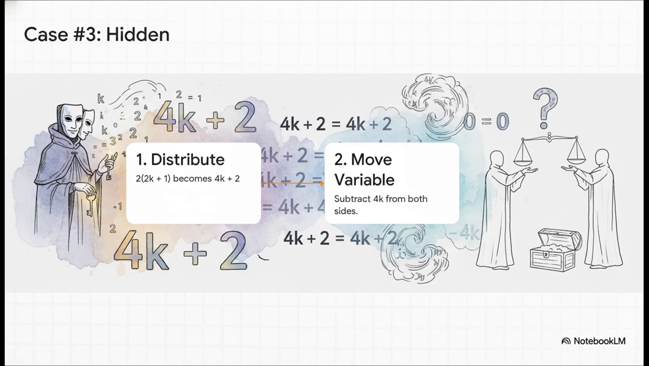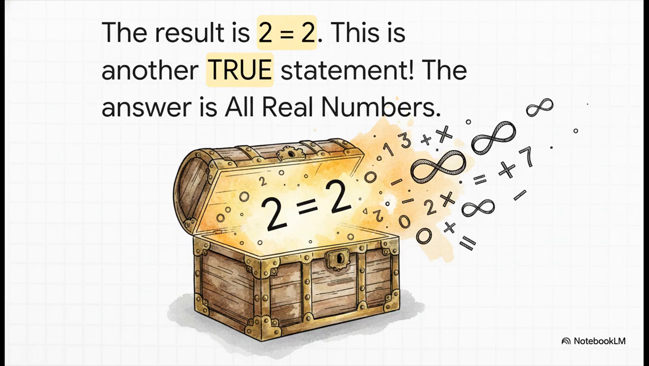Now, let's subtract 4k from both sides and see what's left. And there it is. We get 2 equals 2. It's another true statement, which means we've uncovered another identity. The answer is all real numbers. This just shows that sometimes you have to do a little bit of work to reveal an equation's true colors.